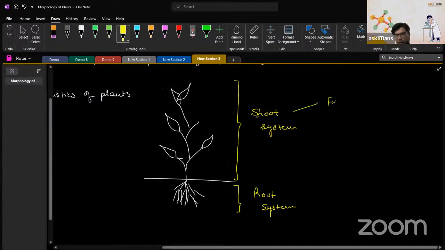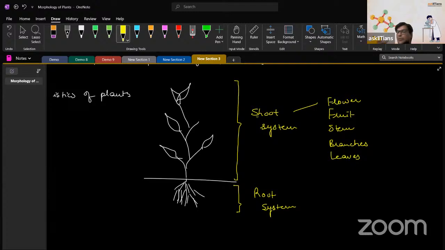Basically, in the shoot system, we have the flowers. The flower might develop into a fruit. We have the stem. We have the branches. We have the leaves. Right. In the case of root system, basically we are going to discuss the different types of roots, like the primary root, secondary root. If there is some kind of tap root or the fibrous root, what kind of a root system it has, right?